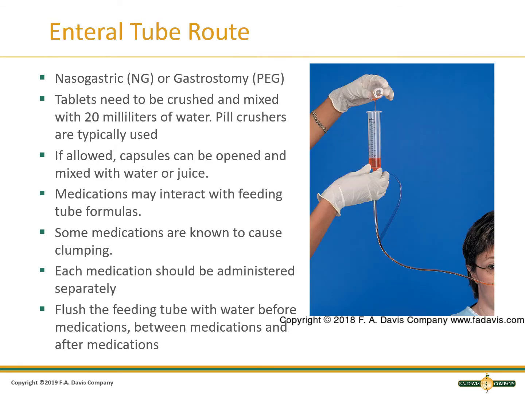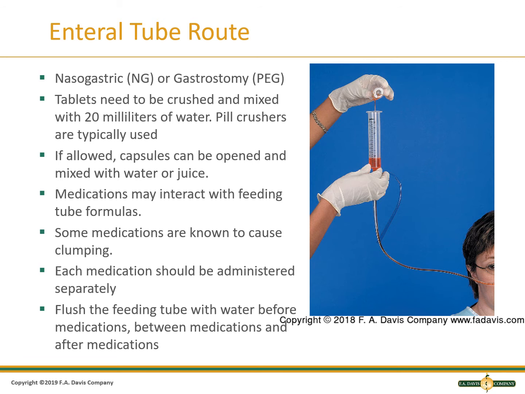Enteral tube routes include nasogastric, NG, or gastrostomy or PEG tube. Tablets need to be crushed and mixed with 20 milliliters of water. Pill crushers are typically used. If allowed, capsules can be opened and mixed with water or juice. Consult the drug book and pharmacist to determine which medication may or may not be opened, crushed, mixed with formula, or administered via enteral tube.